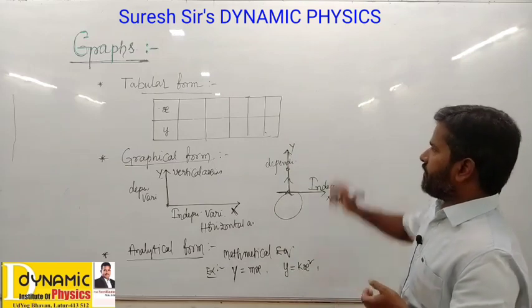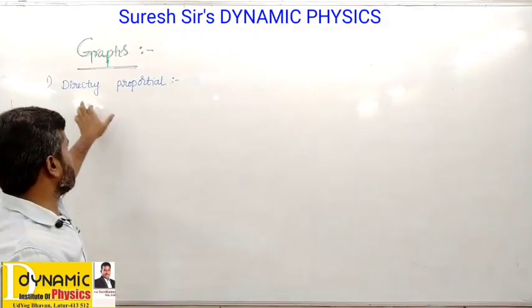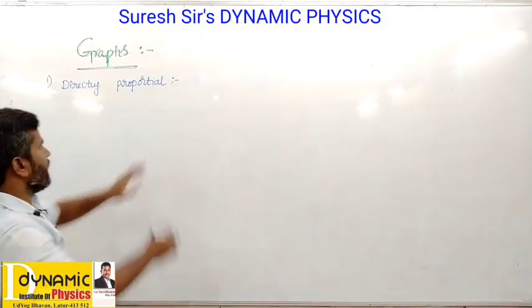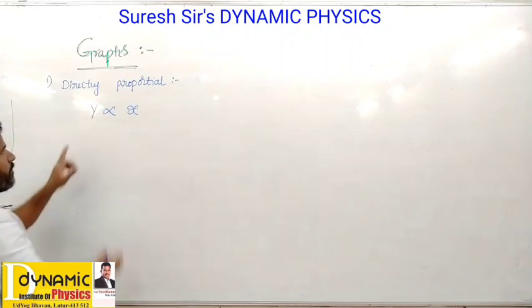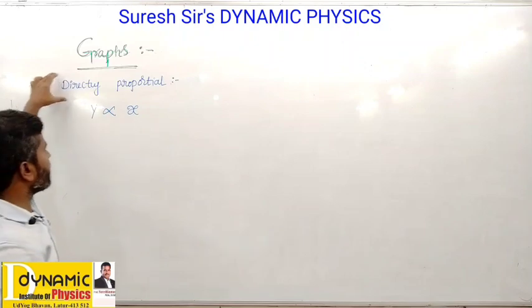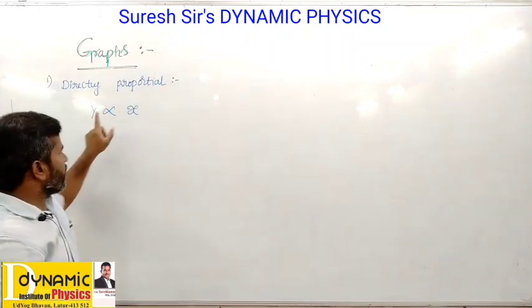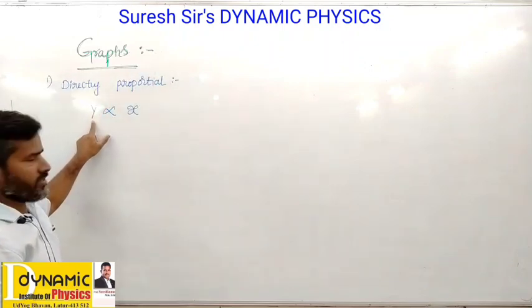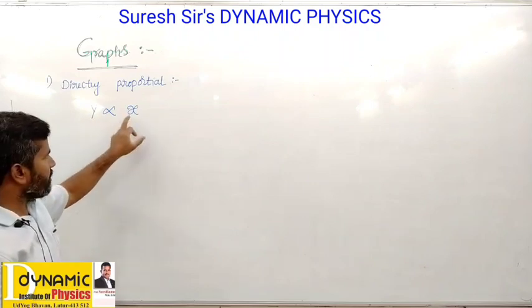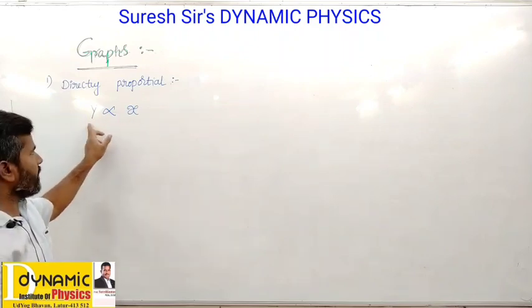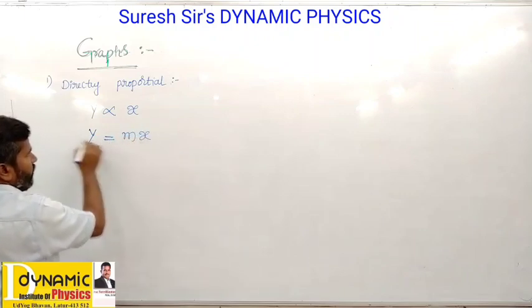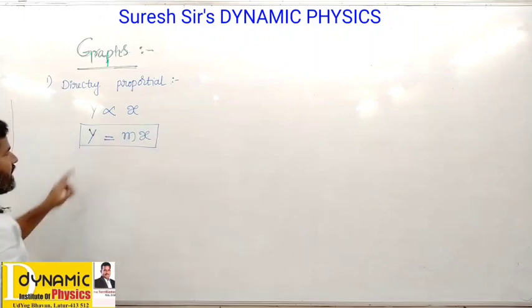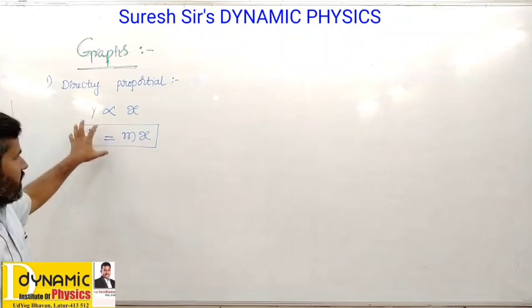So this is the first: directly proportional. This is the equation for the relation between y and x: y is proportional to x. Y, the dependent axis, depends upon the independent axis. Y proportional to x gives y equals mx. This is the analytical or mathematical form.